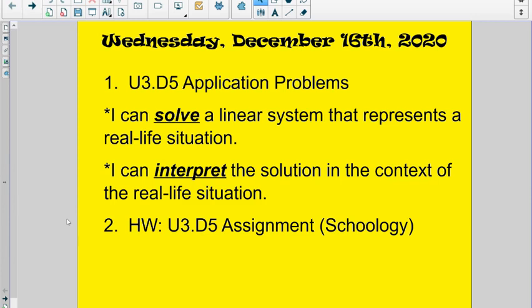And our goals today, first of all, yes, we want to be able to solve a linear system, but we really want to be able to interpret the solution in the context of the real life situation. That's what's important today. It's being able to take a solution to a system and apply it to the problem.